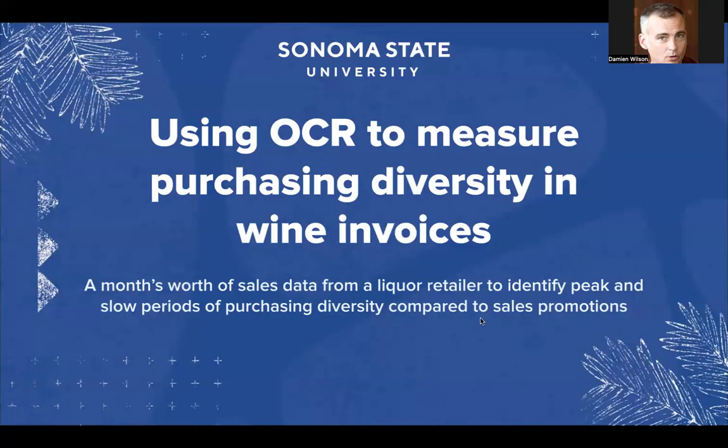And as you can see on screen, the name of this project is using OCR to measure purchasing diversity in wine invoices. I can't remember the acronym exactly, but I believe it's optical character recognition. And so essentially what we're doing is taking a month's worth of sales data from a liquor retailer on a day-by-day basis to identify the items that sell during peak periods and slow periods.